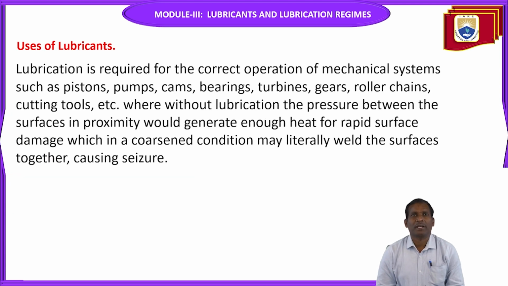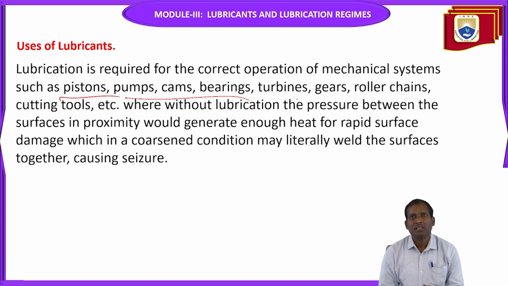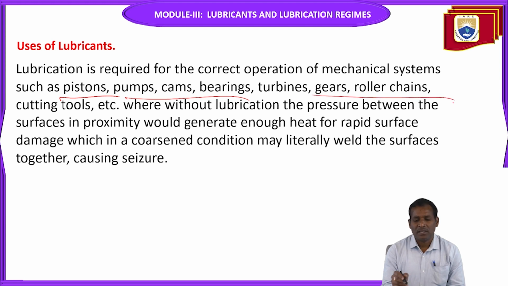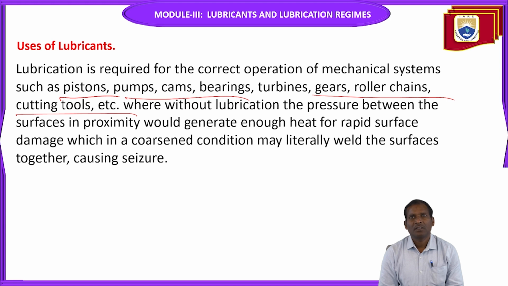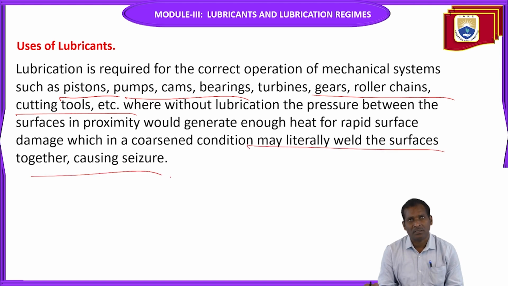Next, uses of lubricants. Lubrication is required for the correct operation of mechanical systems such as pistons, pumps, cams, bearings, turbines, gears, roller chains, cutting tools, etc. Without lubrication, the pressure between the surfaces in proximity would generate enough heat for rapid surface damage, which in a coarsened condition may literally weld the surfaces together, causing a seizure effect.